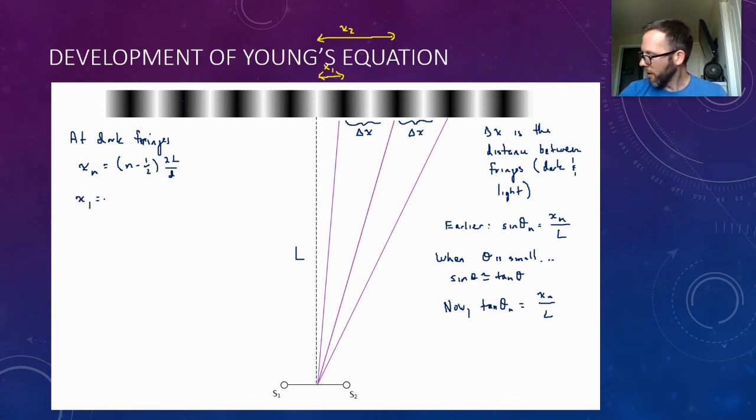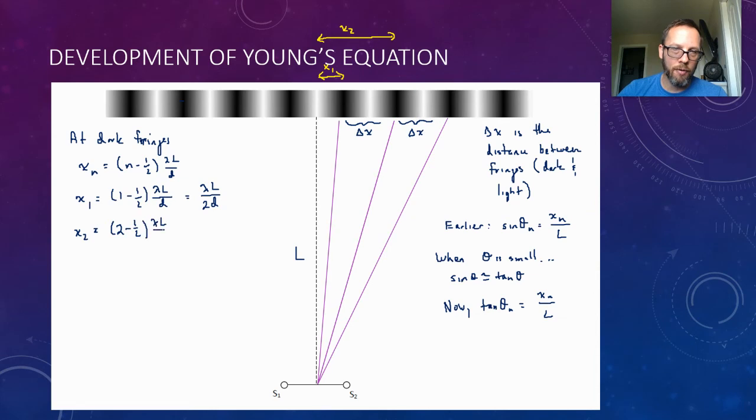So to illustrate that, let's get an expression for x1. So x1 is, if you plug in 1, you get 1 minus a half times lambda L over D. And 1 minus a half is a half, so you get lambda L over 2D. And if you look at x2, it would be 2 minus a half times lambda L over D. And 2 minus a half is 3 halves, so you get 3 lambda L over 2D.